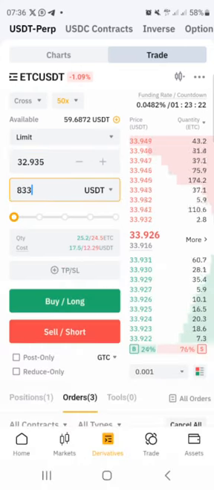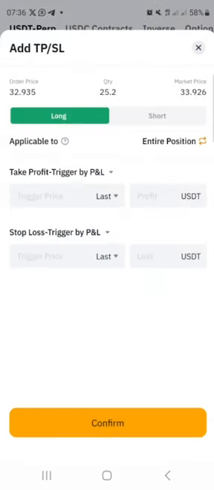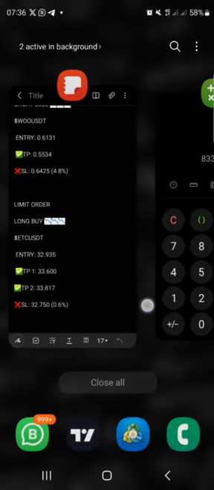So next thing you want to do is come to your take profit and SL to make sure everything is working well. It's a long trade, so you leave it in long. Your stop loss, what is your stop loss?